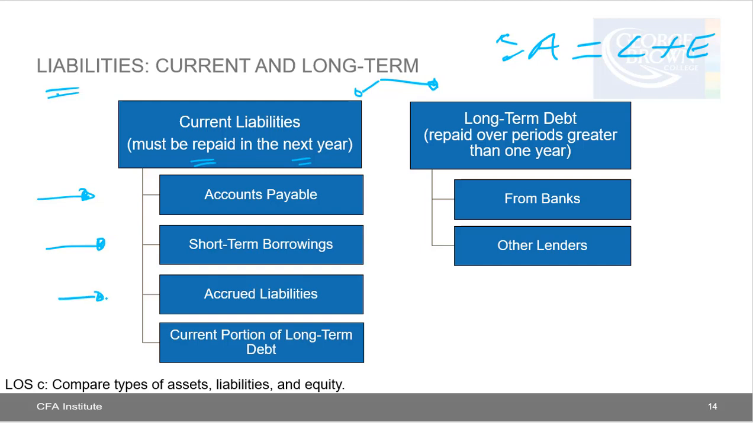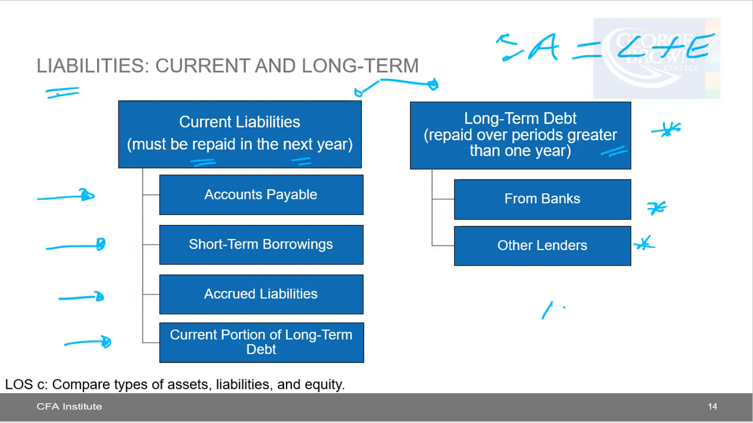Accrued liabilities, an example of which would be wages. I've had workers working for me for a week or two, it's not yet payday, so I would have wages payable, an accrued liability. Another category here is the current portion of long-term debt. As we said, liabilities are split between current liabilities and long-term debt. Long-term debts are debts that are going to be repaid over periods greater than 1 year, and they can be from banks or from other lenders.